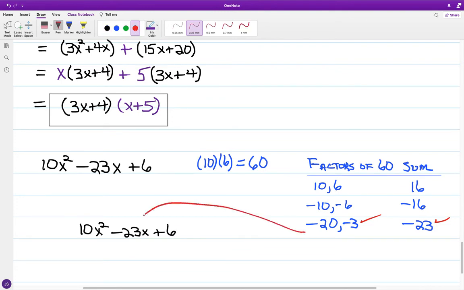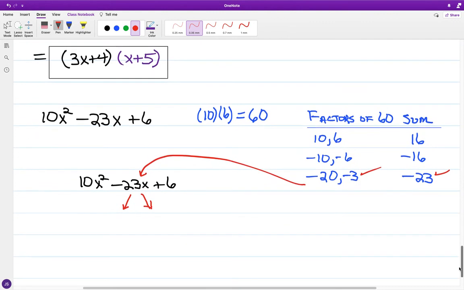So looking at what to do with negative 23x, again, that's going to be split into two first order x terms with these coefficients. So I have 10x squared, and I'll say I have minus 20x, minus 3x, plus 6.